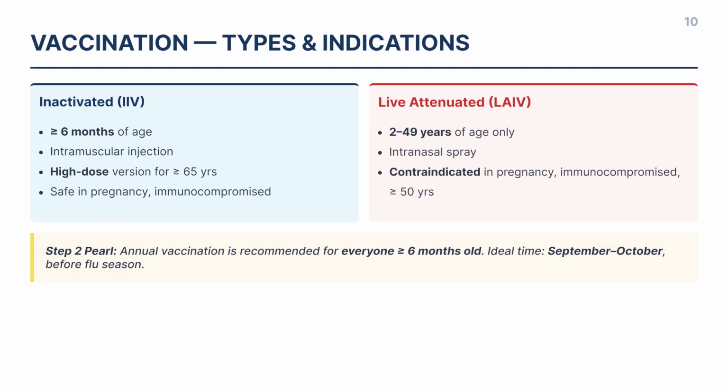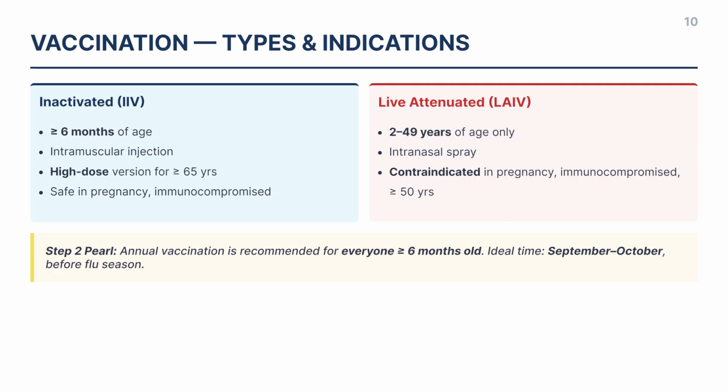There are two main types of influenza vaccine. The inactivated influenza vaccine, abbreviated IIV, is given intramuscularly. It is approved for everyone 6 months of age or older. A high-dose version exists for those 65 and older to improve immune response. It is safe in pregnancy and in immunocompromised patients.